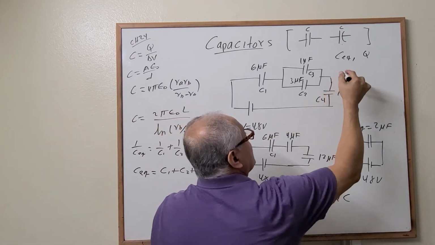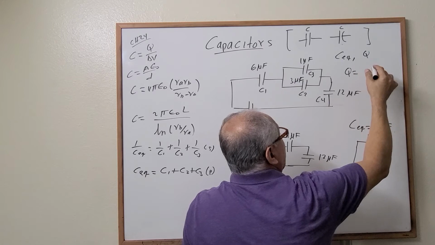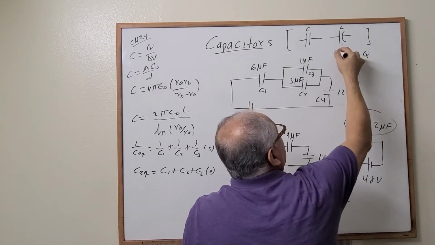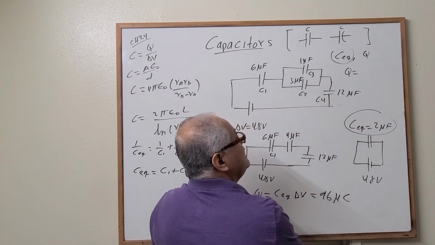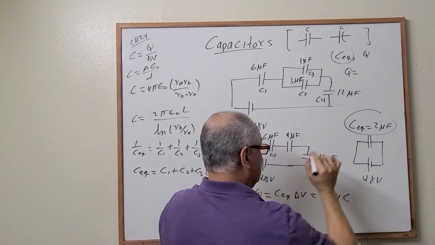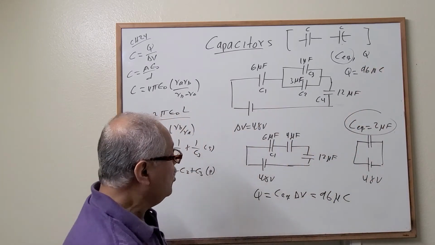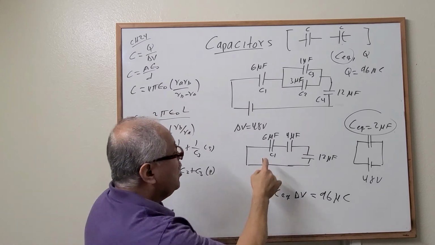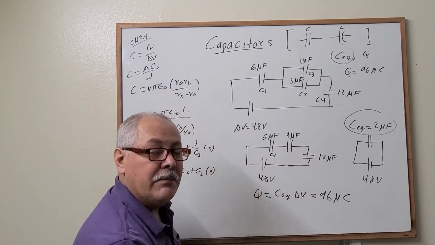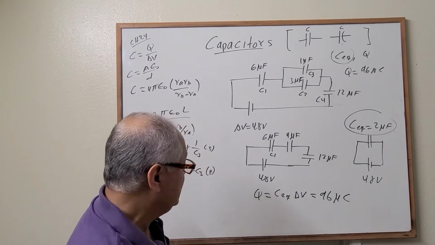The total charge, we found already the equivalent capacitance. Now this is the total charge. The total charge is going to be 96 microcoulombs. Okay, but what is the charge on each of these capacitors? Well, let's find it.